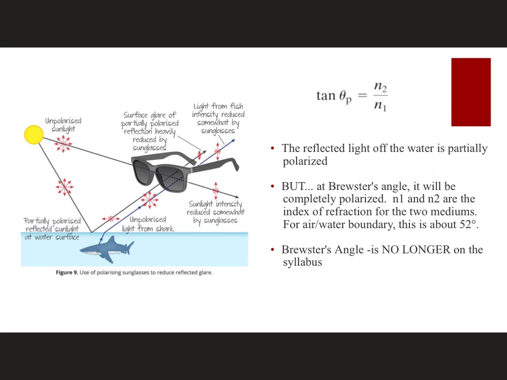Now, you can calculate what that angle is going to be, and it's related to the difference in the index of refraction between, in this case, air and water. And you could go and calculate it. It's actually called Brewster's angle. And notice the but. There usually is a but, and this is a big, big but. This is no longer on the syllabus. So if you see videos or textbooks or questions that ask you to calculate Brewster's angle, they are from a previous version of the syllabus. I just think it's good to know, and it's kind of interesting to find out what the whole reason for polarizing sunglasses really is.